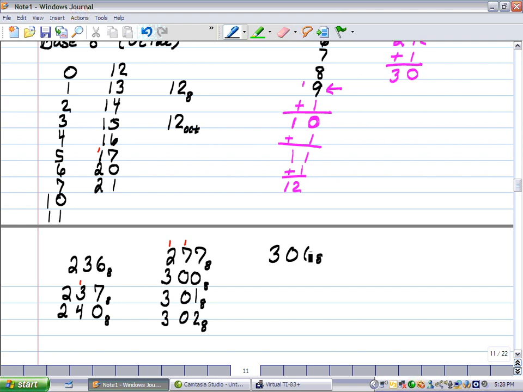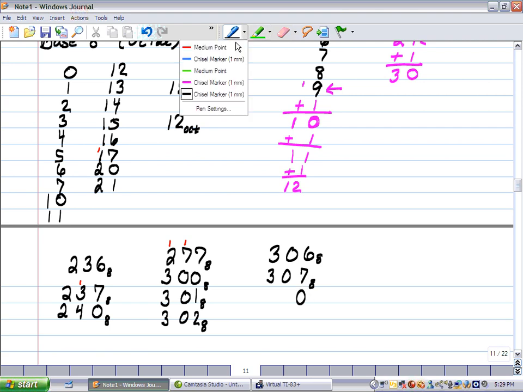Okay, so the next number after 6 would be 7. The next number after 7, there isn't one, so I have to start all the way over and carry 1 to the next place. The next number after 0 is 1. So the next two numbers after 306 base 8 are 307 and 310.